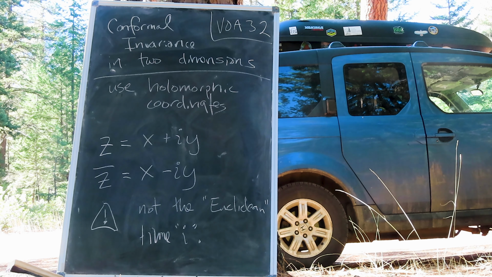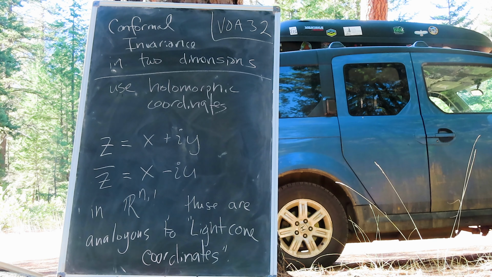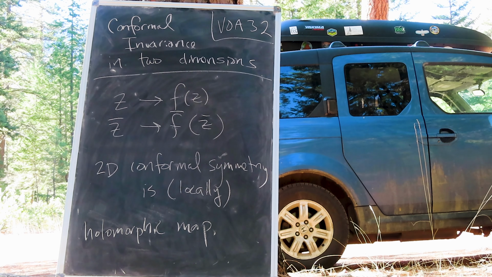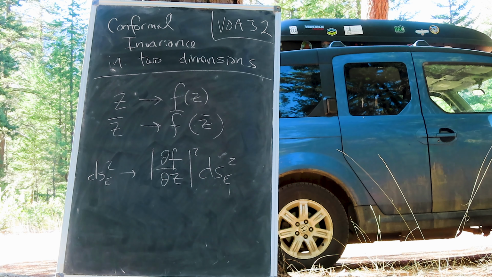Also, the i in these linear combinations is not the same as the i used in transforming Minkowski to Euclidean space. Also, for you fans of niche historical physics, these holomorphic coordinates are the analog of the so-called light cone coordinates from Minkowski spacetime. Now, conformal symmetry, locally, amounts to a holomorphic transformation of the coordinates. For a map, z goes to f of z, and its anti-holomorphic counterpart, the two-dimensional Euclidean line segment is scaled by the modulus squared of the derivatives of f.